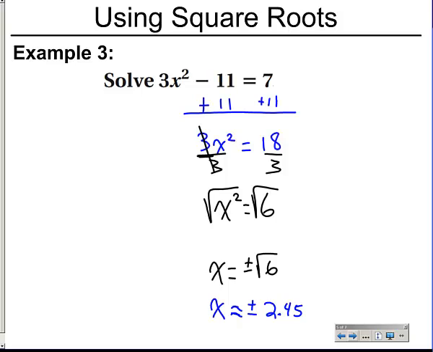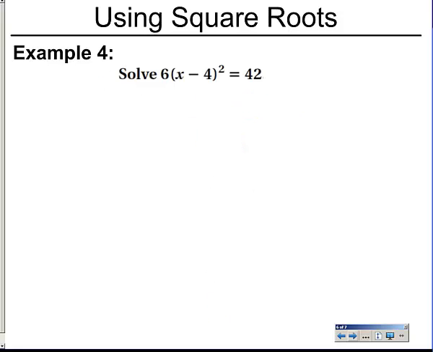In many cases, when you're using or solving quadratics, you're going to have to estimate the answer. Example 4: we have no constant terms in between here, but we do have a coefficient out in front. So the first thing we're going to do is divide both sides by 6. That's going to isolate the squared term here, and that will end up giving us a 7.